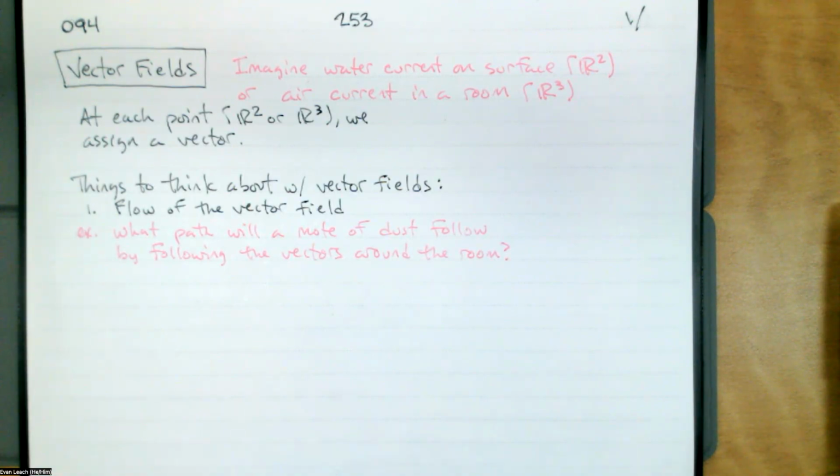So this is just the flow of the vector field. This we think of as the flow of the vector field. What kind of paths do we get just based on the vector field?